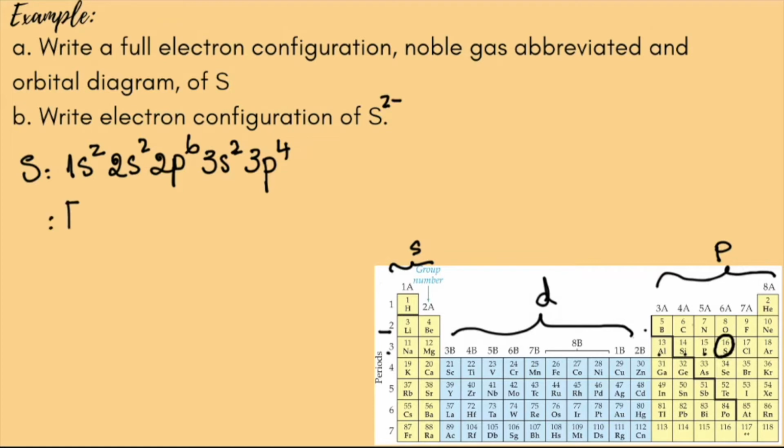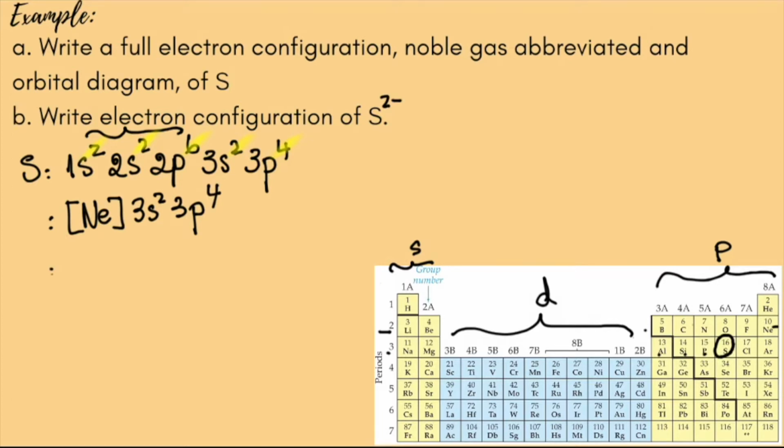Since sulfur is close to neon, the noble gas is going to be neon. Neon has 10 electrons, so it basically takes 10 electrons away. So now what remains is 3s2, 3p4, and if you add up these numbers, it should give you 16, which is the atomic number of sulfur.